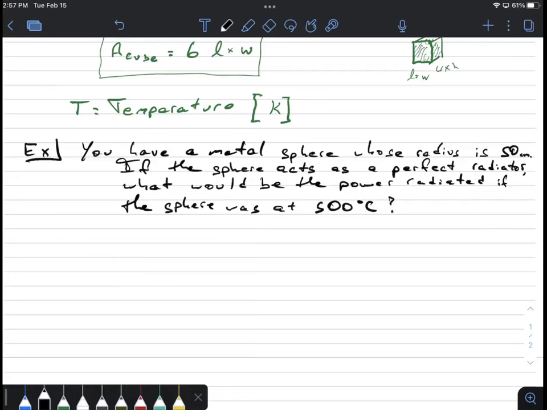So that's a nice basic radiation problem. I have an object of a certain shape and a certain size. I know its properties. It's a perfect radiator, whereas something else may have been a 65% radiator or something. And I know its temperature. How hot did you make this sphere? Given this information, I'd like to know how much energy is transferred per second. What's the power radiated by this sphere?